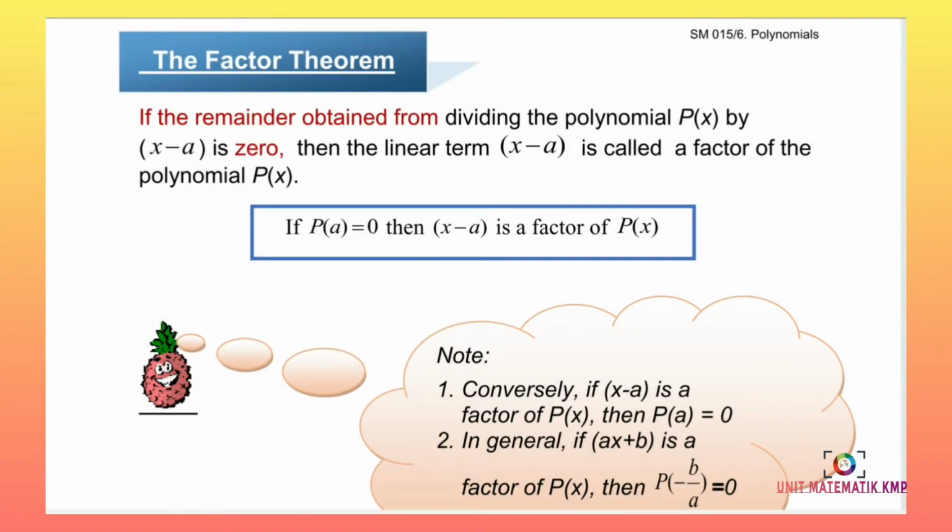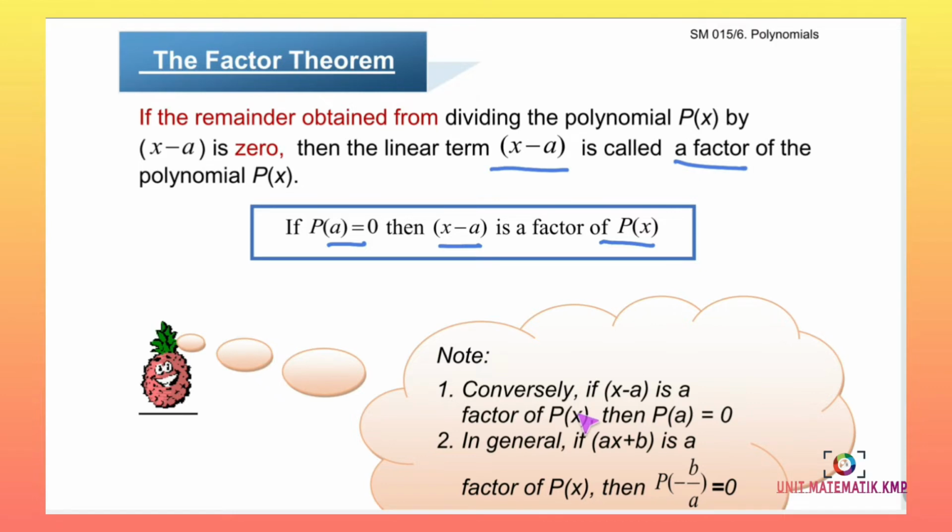Okay, we move to the next subtopic, which is the factor theorem. If the remainder obtained from dividing the polynomial P(x) by x minus a is 0, then the linear term x minus a is called a factor of the polynomial P(x). If P(a) is equal to 0, then x minus a is a factor of P(x). We have a note here.